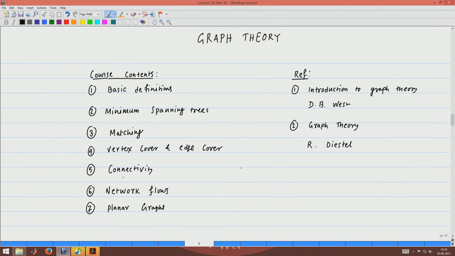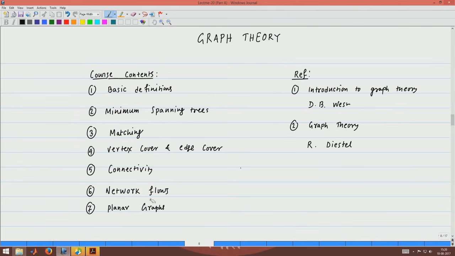In the fifth module, we learn what is connectivity. We talk about vertex connectivity of a graph and edge connectivity of a graph, and how vertex connectivity and edge connectivity are related. Next, we talk about network flows, and in this module we learn how to find maximum flow in a given network using Ford-Fulkerson algorithm. Also, we learn what is minimum cut, and we will prove that the maximum flow is equal to the minimum cut.